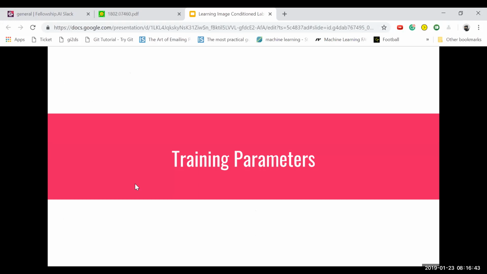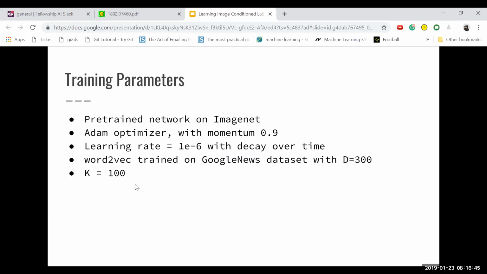Certain training details which they've described in the paper. The CNN was first pre-trained on ImageNet before it was trained on the multi-label dataset. Adam optimization with the momentum set as 0.9. A learning rate of 1e-6 was used and was gradually decreased. The word2vec was trained on the Google News dataset with the dimension set as 300. They set their transform dimension k equal to 100, and data was augmented by mirroring.